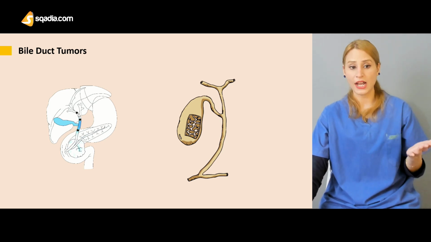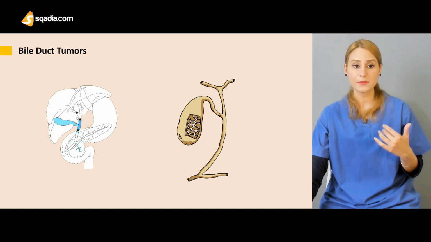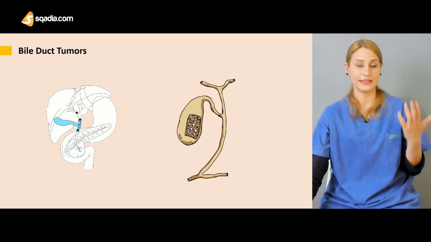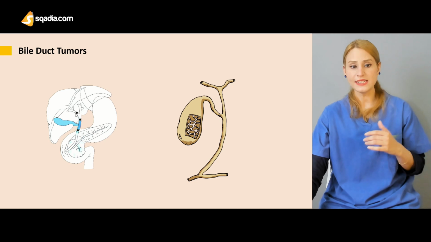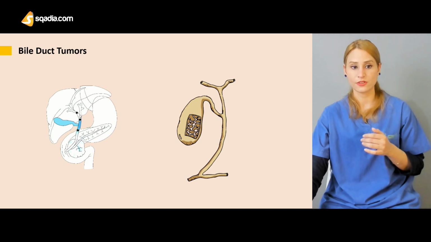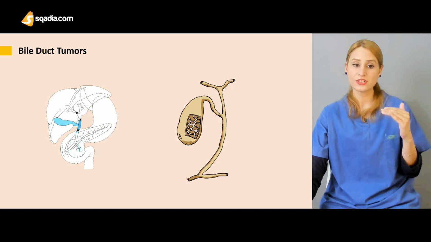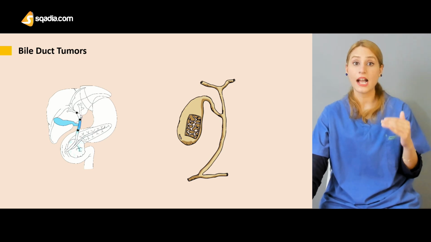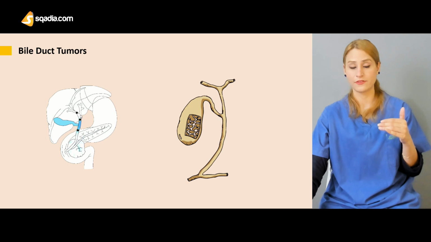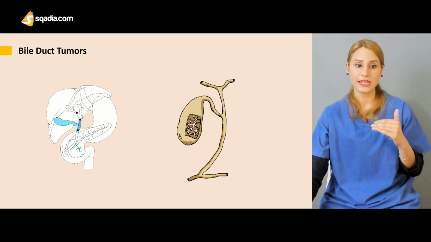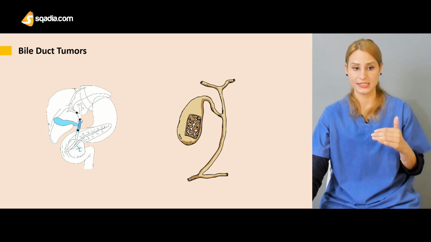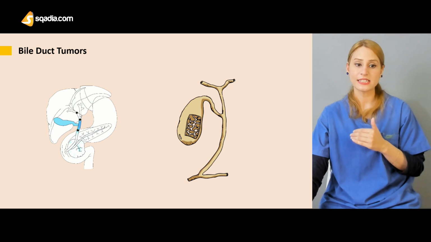So the right hepatic duct and the left hepatic duct combine together and form the common hepatic duct. You can see this is the confluence. These right and left hepatic ducts combine and join at the hilum of the liver, and they form the common hepatic duct.